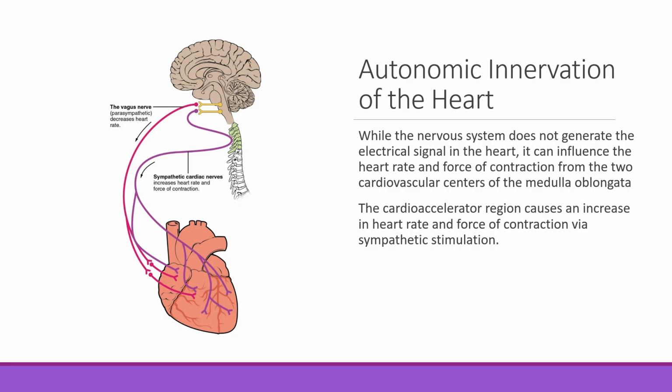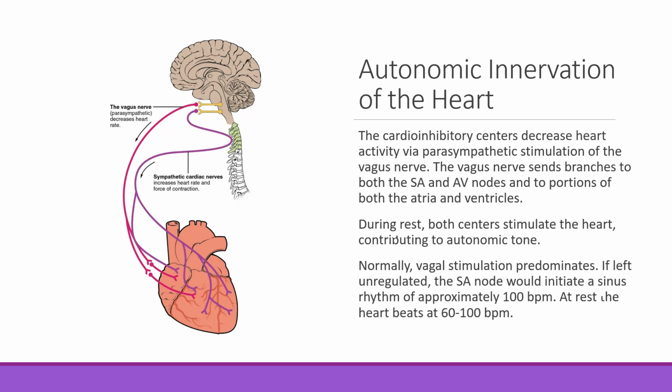So you guys have all had this happen before. You're in a fight or flight situation, whatever that is, and all of a sudden your heart starts beating much faster, right? And that's because of the adrenaline that is running through the sympathetic side of your nervous system. The cardioinhibitory center is going to decrease the heart activity via the parasympathetic stimulation of the vagus nerve, which is cranial nerve number 10.